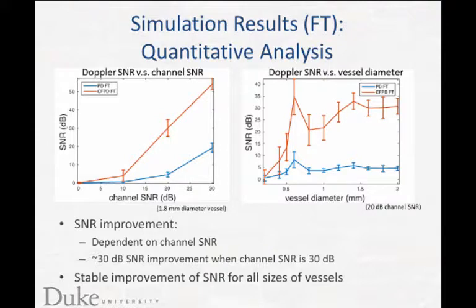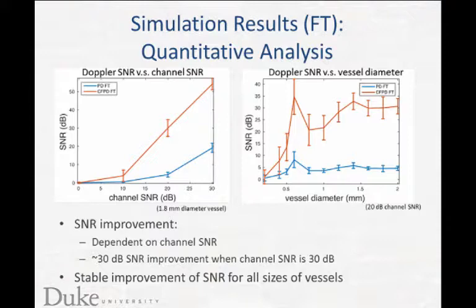The figure on the left displays the Doppler image signal-to-noise ratio as a function of the channel signal-to-noise ratio. We can see that in most cases, CFPD results in an improvement in Doppler image signal-to-noise ratio, except when the noise is really high and both methods cannot detect the vessel. The improvement is around 5 to 25 dB, or 13 dB in this case.